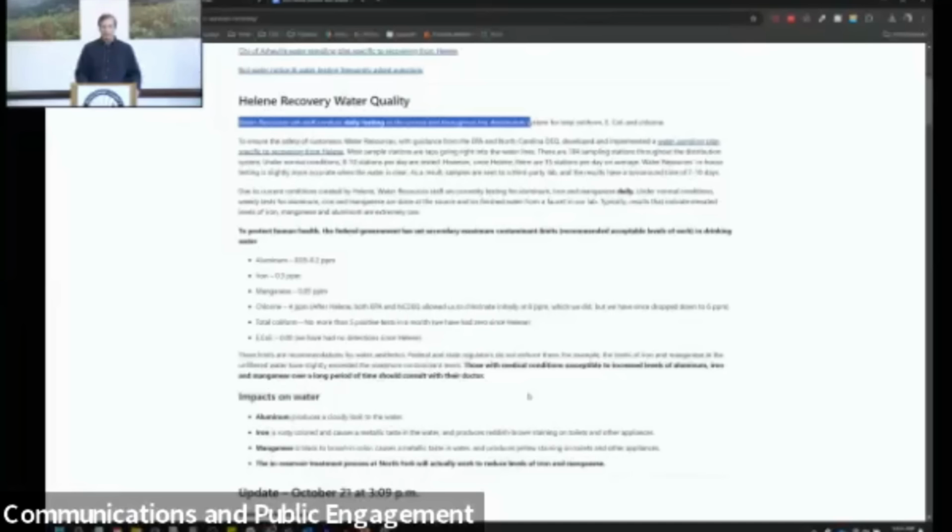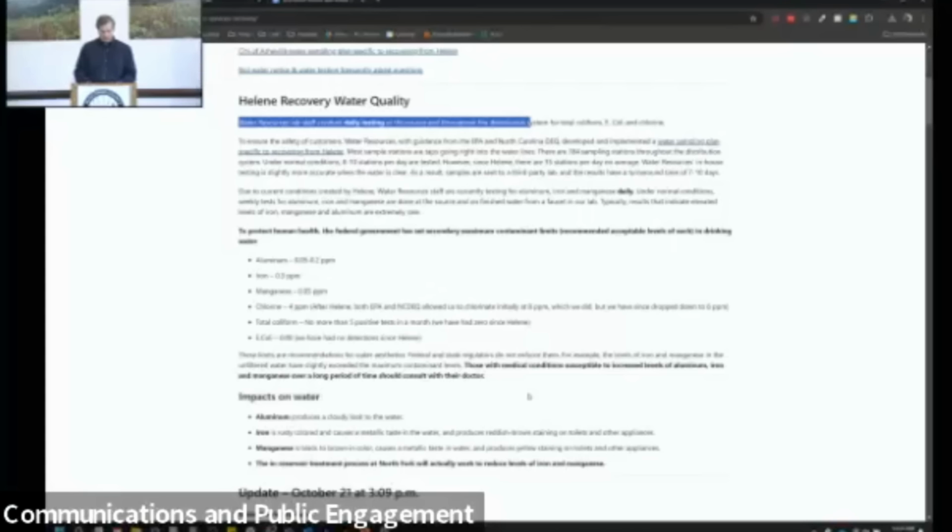They're at North Fork every day. They're in City Hall, in our offices every day. The practical effect of that being those with medical conditions who might be susceptible to increased levels of aluminum, iron, and manganese over a long period of time should simply consult with their doctor.